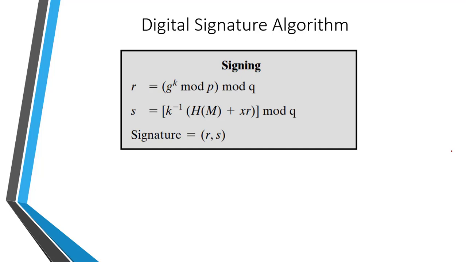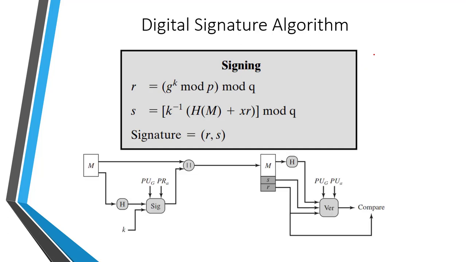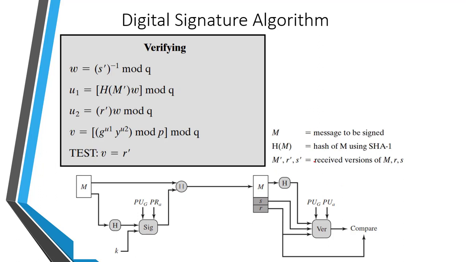Now the signing function is applied on these components and R and S are generated. Here R equals G raised to K mod P, mod Q, and S equals K inverse times H of M plus XR, mod Q. So the output of the signature function is R and S. Using these formulas we get R and S, which are appended to the original message and sent to the receiver. Now the receiver will verify the message using the verification function.